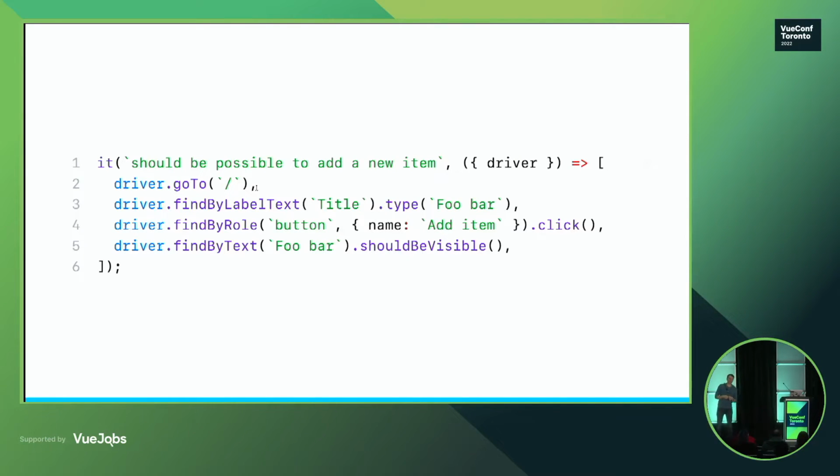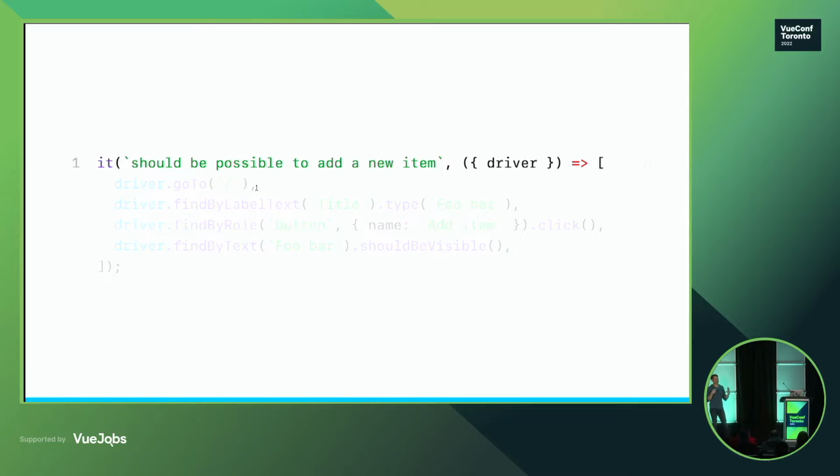So when we take a look at a test that is implemented with this driver pattern in mind, again, first we specify the description. So we want to test if it's possible to add a new item to our shopping list. But one important change you can see here is that we inject a driver into our test callback function. And this driver can now be the Vitest driver or the Cypress driver. But our test doesn't care at all, because our test only cares about the interface of the driver. So as long as the interface matches, our test doesn't care.